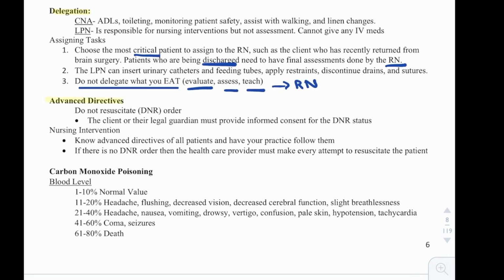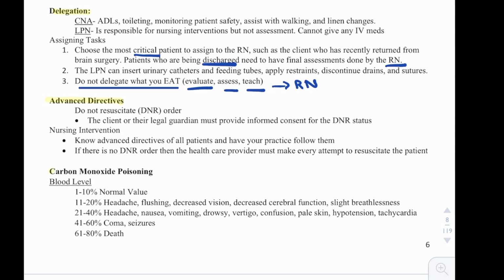So when we talk about advanced directives, a do not resuscitate or DNR order is when the client or their legal guardian must provide informed consent for the DNR status. The nursing intervention is to know the advanced directives of all patients and have your practice follow them. If there is no DNR order, then the healthcare provider must make every attempt to resuscitate the patient.